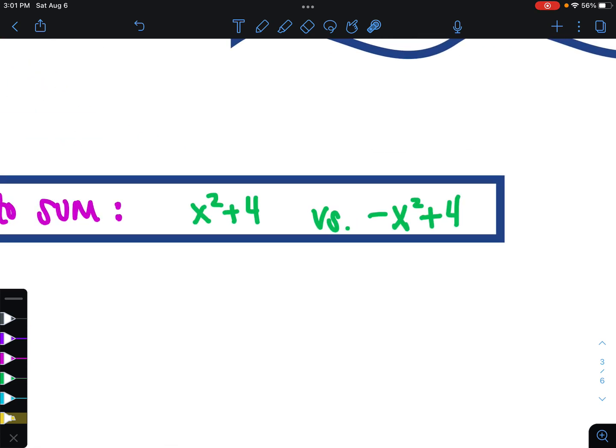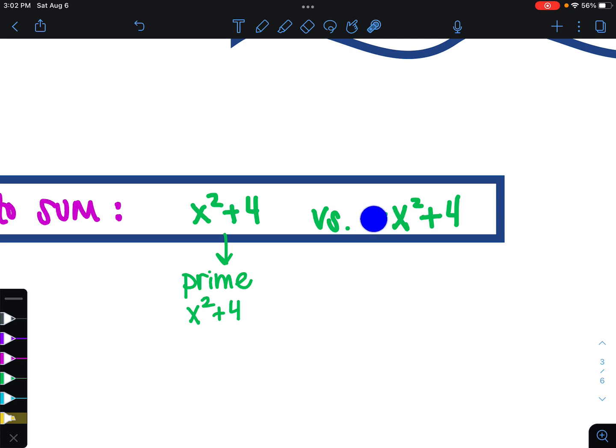So right here, we have a positive x squared plus a 4. So this is a sum, right? And so in this case, we could not apply the difference of two squares. This polynomial is actually unfactorable. We can't do anything else. So you could call this prime. You could say cannot factor, or you can just leave it as x squared plus 4. We can't do anything more with this, right?